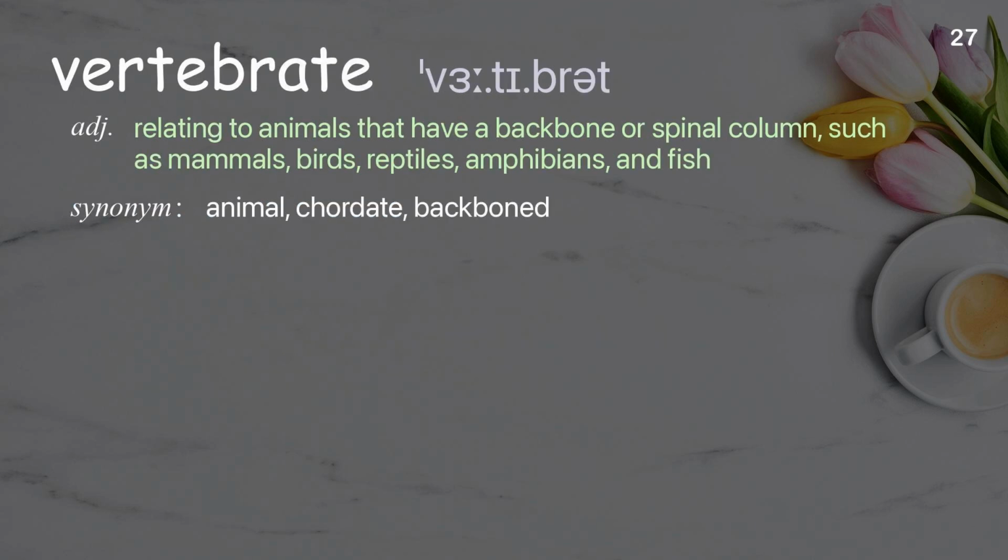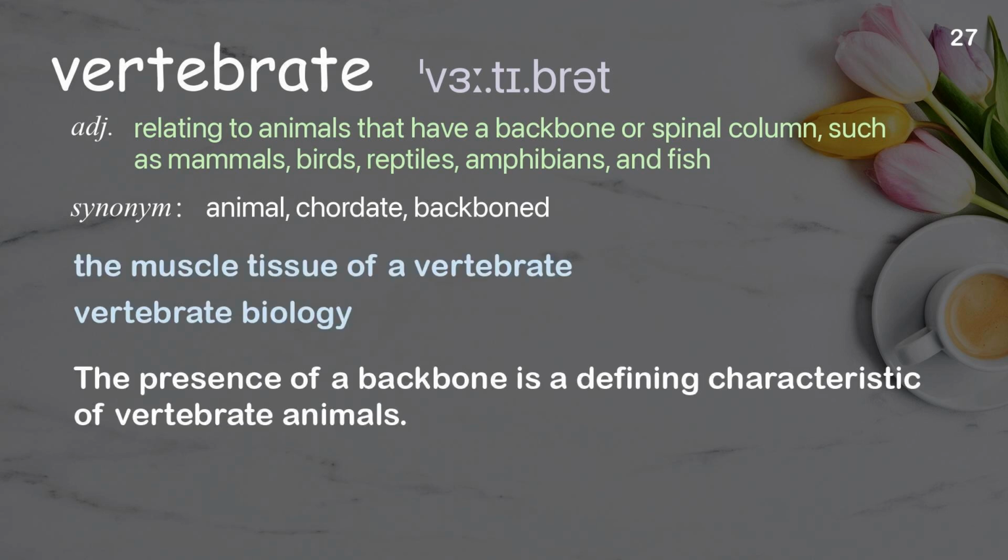Vertebrate. Relating to animals that have a backbone or spinal column, such as mammals, birds, reptiles, amphibians, and fish. Examples: the muscle tissue of a vertebrate. Vertebrate biology. The presence of a backbone is a defining characteristic of vertebrate animals.